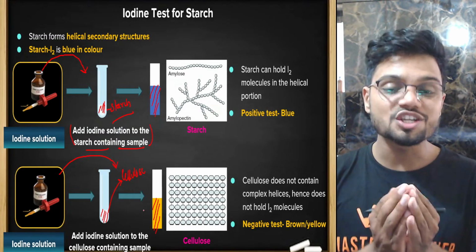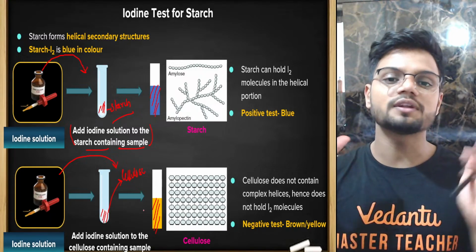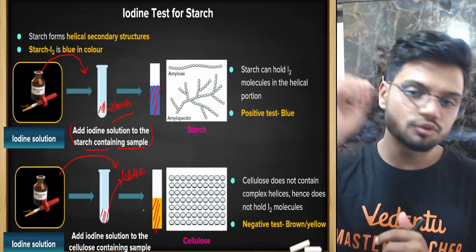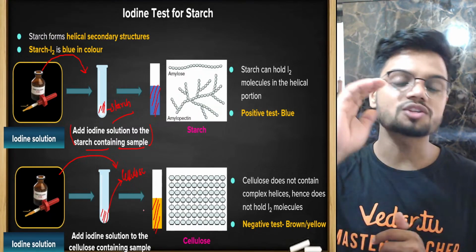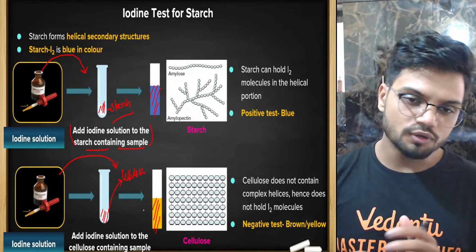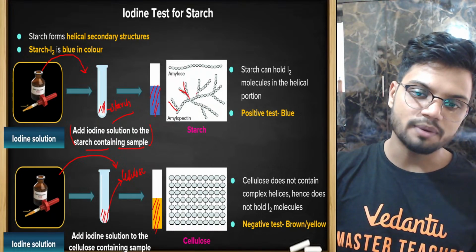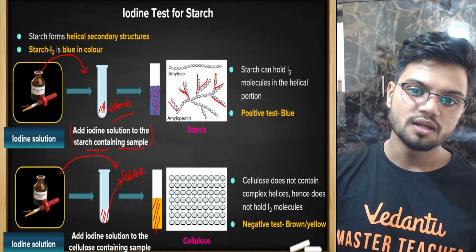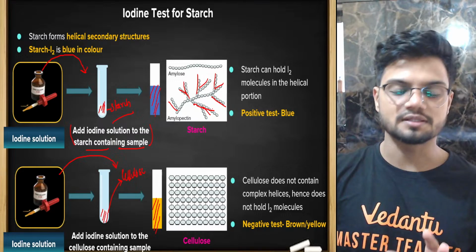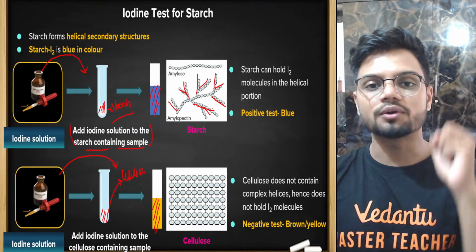But will you be able to catch it? Yes, you'll be able to catch it because your hands are free, your fingers are free. So look at the structure of starch and look at the structure of cellulose. If you look at the structure of starch, does it have free hands? It has branching, and branching shows that it has free hands. That is, it can catch iodine.